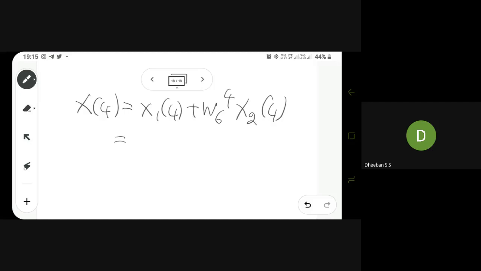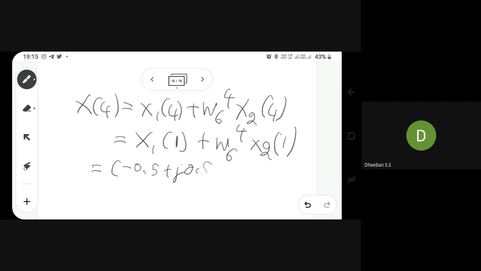This x2 of 4, how you can write it: the x1 of 1, because it gets repeated. So w6 of 4 will be the same, but x2 of 1 you can just take out. And now this becomes minus 0.5 plus j 0.866 plus the same value minus 0.5 plus j 0.866 into minus 1. So we'll be getting 0.